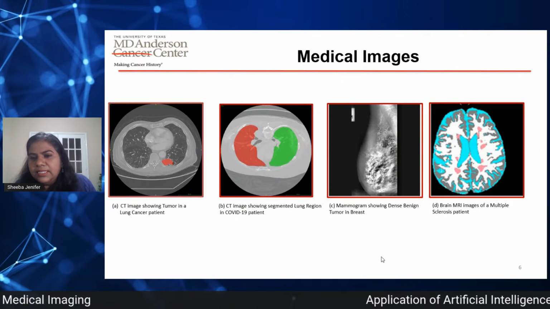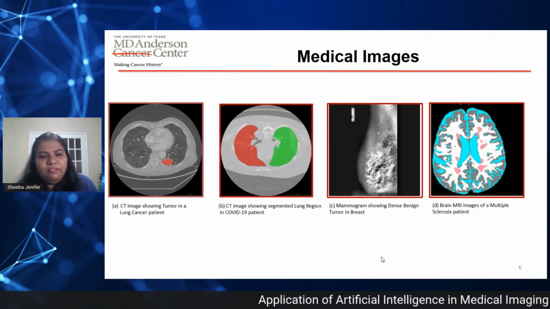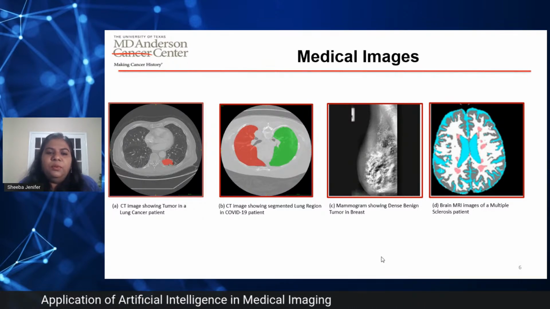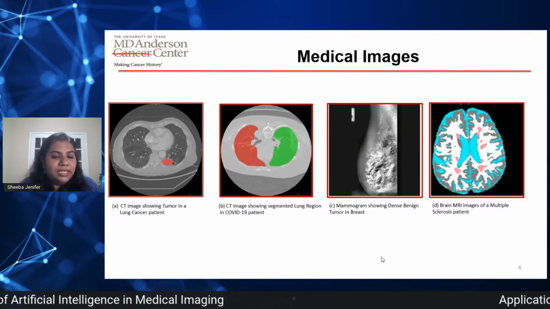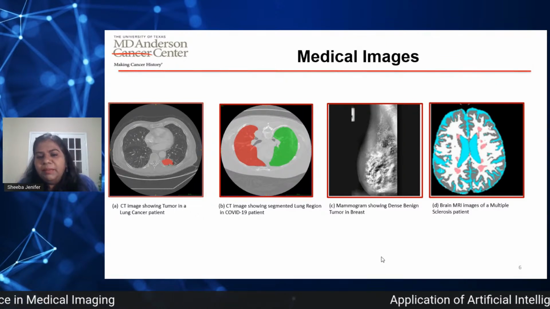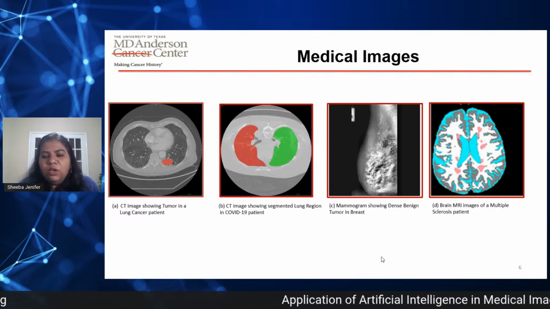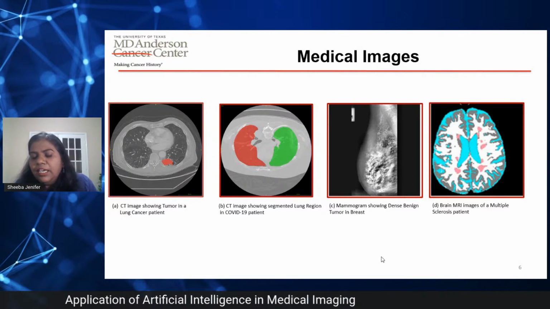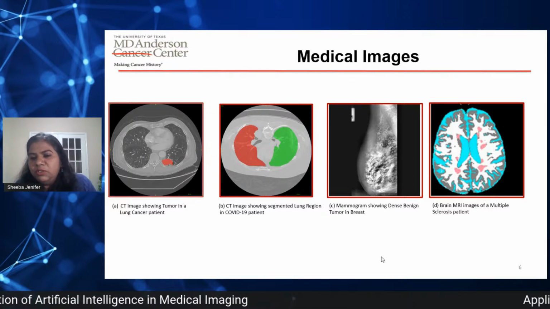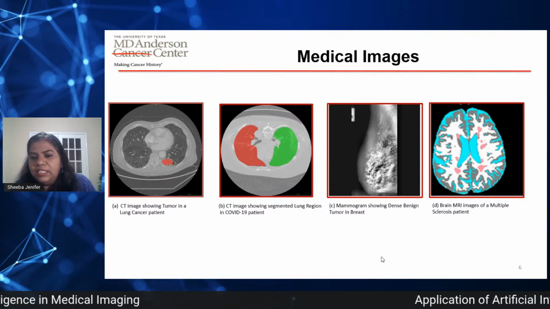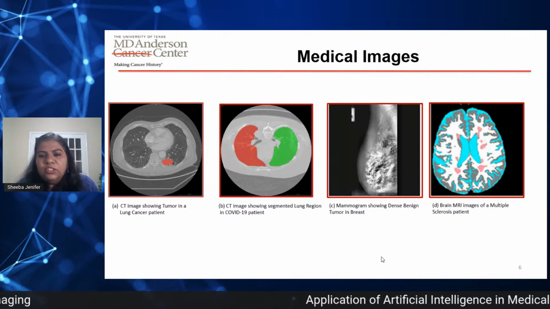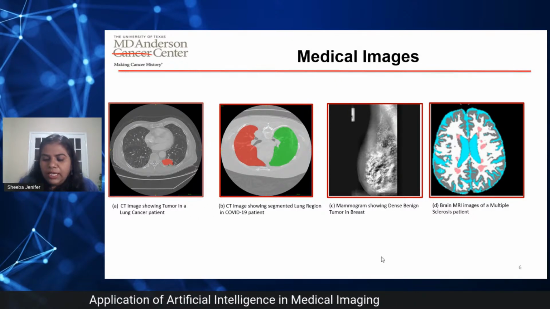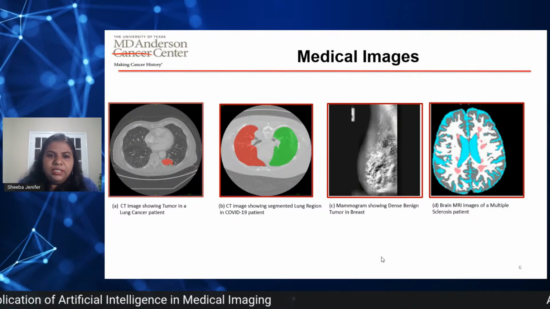So by visually checking itself, you have a lot of information saying whether the patient has a tumor or not, whether the COVID patient's lung is infected or not, or whether the mammogram has a dense benign or malignant tumor present, or how dense it is. And you can also see the distribution of lesions or how big the lesion is in a brain MRI. So any patient can be diagnosed with the disease, can do imaging, and a lot of information can be gathered from these medical images.